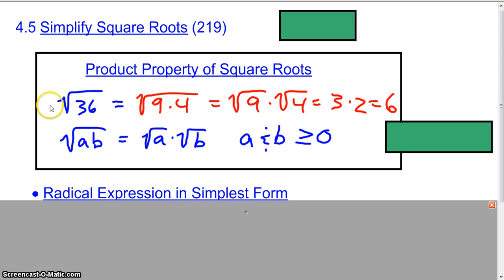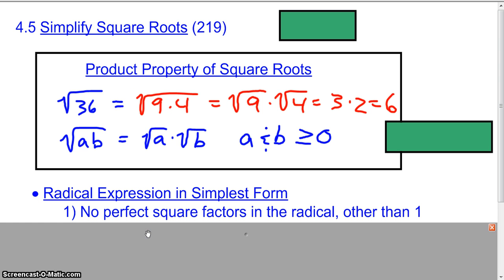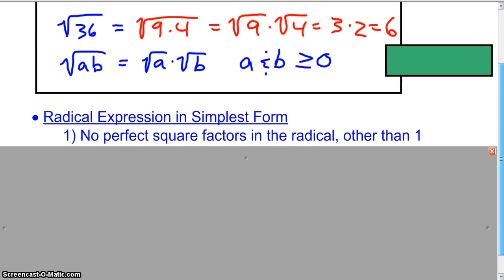When we look at the square root of 36, could we write that value in a more simple way? What is the square root of 36? 6. So is it easier to say, I want the square root of 36 basketballs at the court, or is it easier to say, I want 6 basketballs? 6. So it's simpler. Okay, so the first thing is, if you have a perfect square factor inside of the radical, you need to take it out. Okay? All perfect square factors, other than 1, need to be pulled out of the radical.